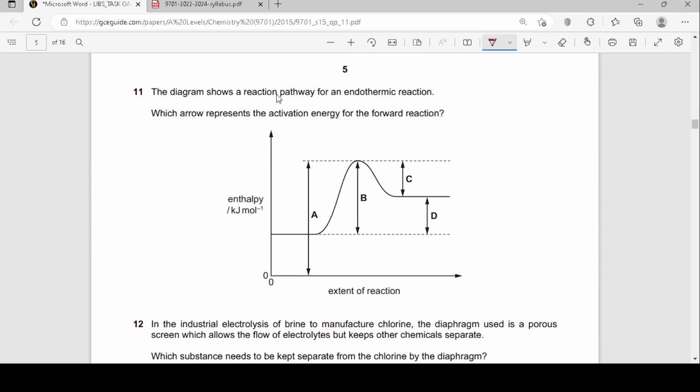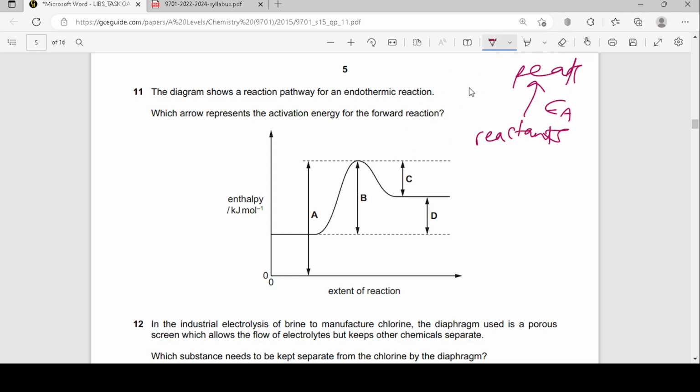The diagram shows a reaction pathway for an endothermic reaction. Which arrow represents the activation energy for the forward reaction? So activation energy is basically from the reactants to the highest peak. I don't know why they've given double-headed arrows, that's really weird, but whatever they want to do. You're going to go from the reactants to the highest peak, and it's for the forward reaction, so in this direction basically.